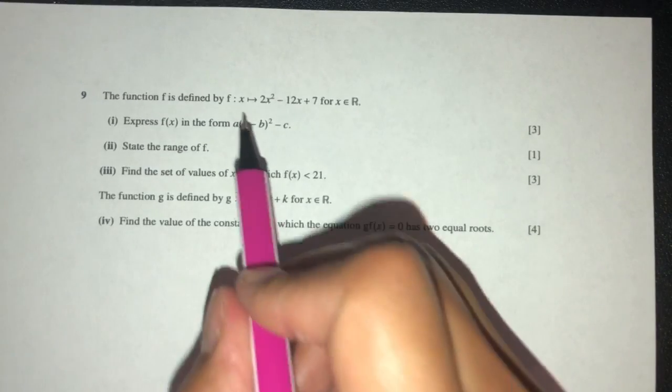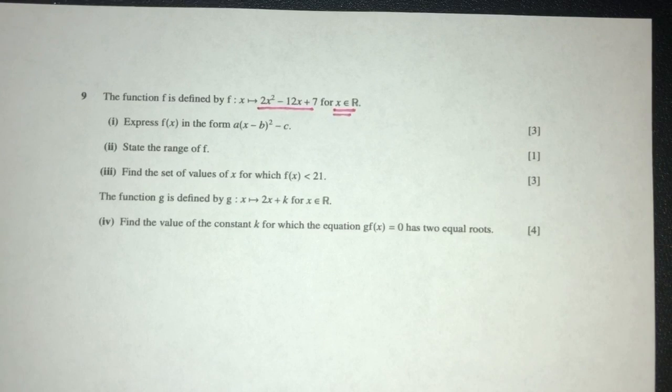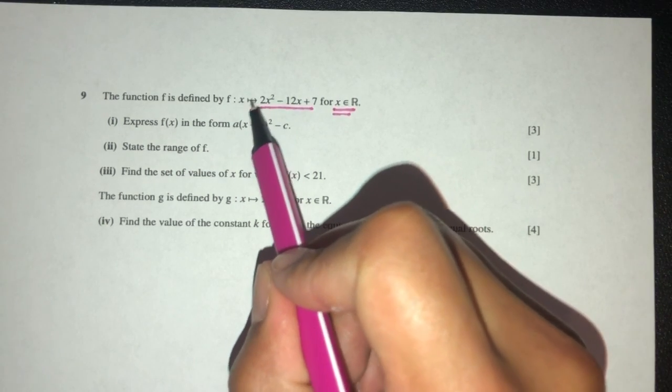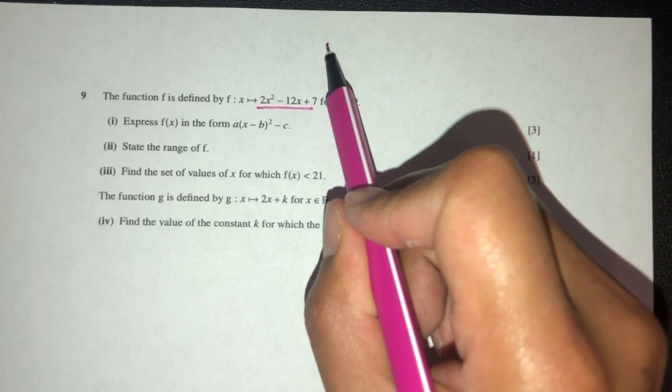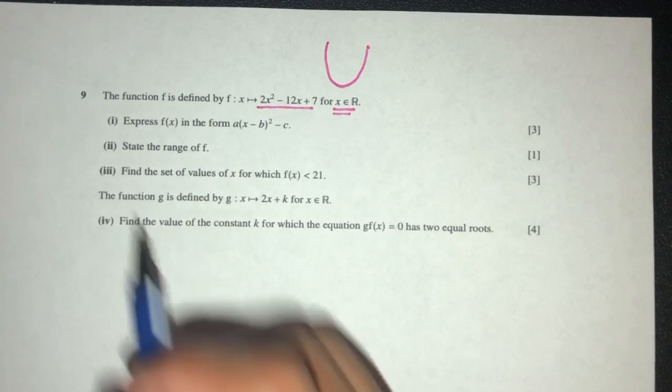The function f is defined by this one, for x in the real values. You can take any value basically. Okay, good. Now a few things we can observe about f of x: we understand the coefficient of x squared is positive, so the shape will be somewhat like this. That's something we can keep at the back of our mind. Now let's move on. Part 1.